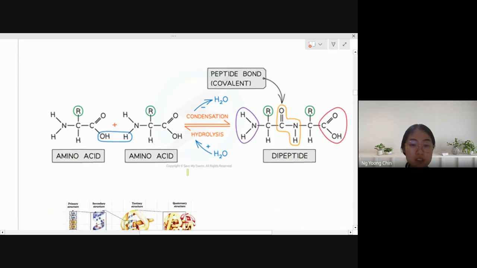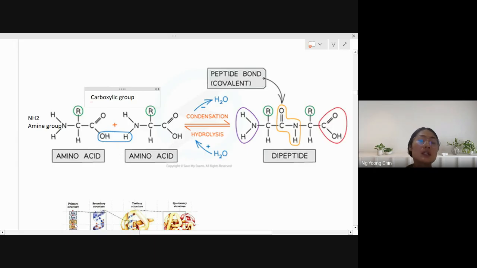One amino acid joins with another amino acid. So one amino acid contains what we call the amine group. This is the amine group, NH2. And then the COOH group, we call the carboxylic group. You can see, carboxylic group. So one amino acid can be classified as alkaline or acidic because it has one amine group and one carboxylic group.